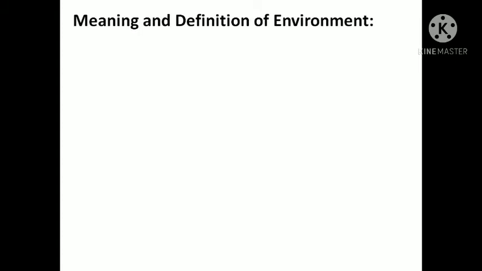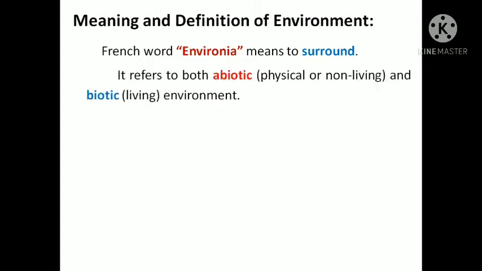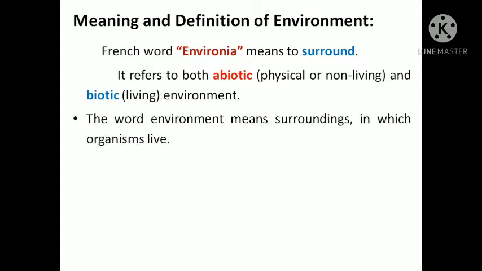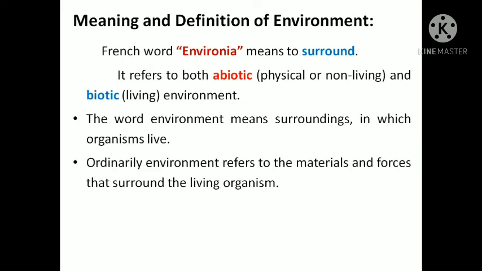Now I am discussing the meaning and definition of environment. The word environment comes from the French word environia, meaning to surround. It refers to both abiotic, that is physical or non-living, and biotic, that is living environment. The word environment means the surroundings in which organisms live. Ordinarily, environment refers to the materials and forces that surround the living organism.